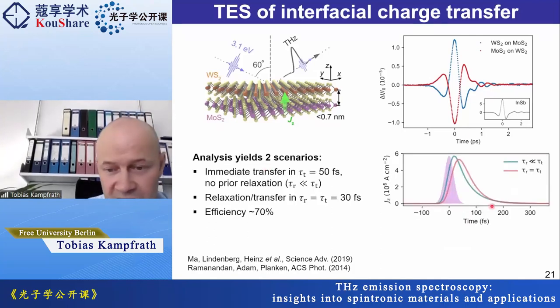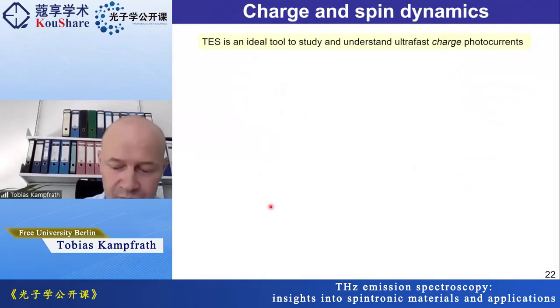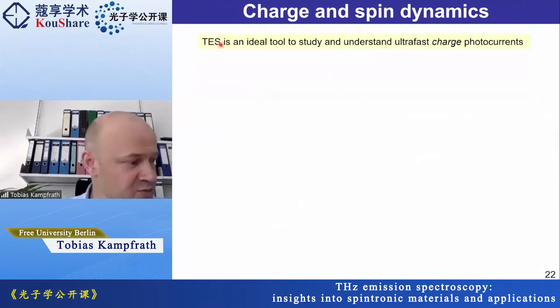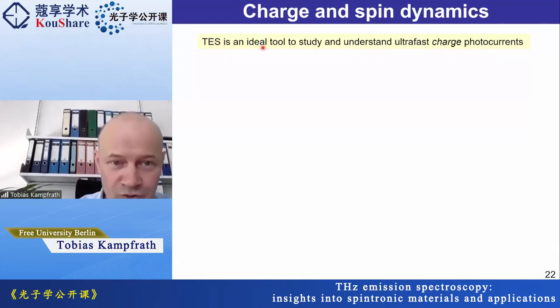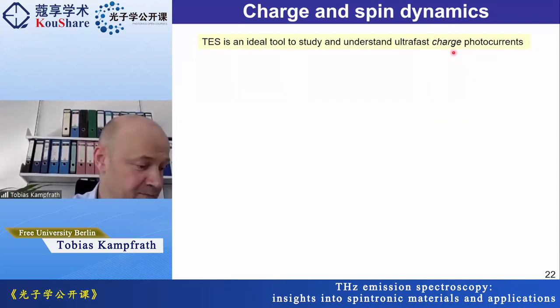And they were also able to extract currents. They did it a little bit more indirectly, and they could basically extract or conclude back to two scenarios with different time constants of the photocurrents, which are shown here. So they could also extract the efficiency of this photocurrent here, and they found a quantum efficiency of as high as 70%. Okay, so I hope with these two examples, I could show you that terahertz emission spectroscopy is actually a really nice tool to study and understand ultrafast photocurrents, which are carried by the charges of, for example, electrons.